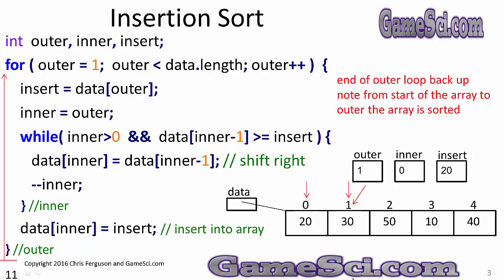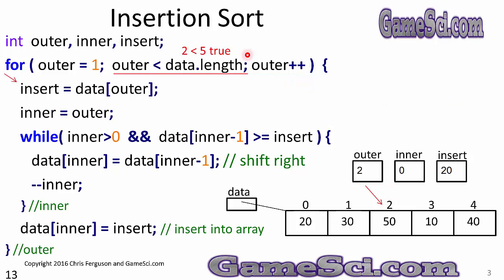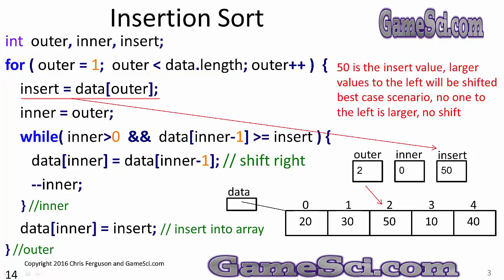We'll hit the end of the outer loop and we'll back up. Note, from the start of the array to outer, the array is sorted. Outer plus plus will bump outer to the next position in the array. Position 2 is now our outer position. 2 less than 5 is a true statement. So we're going to continue on this loop, and we're going to go inside the body of the outer loop and see if we can shift again.